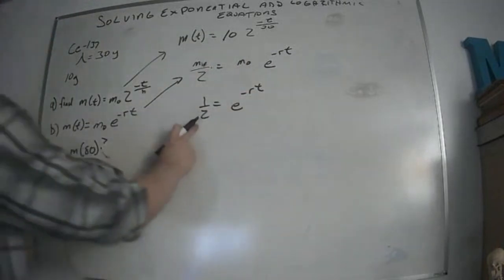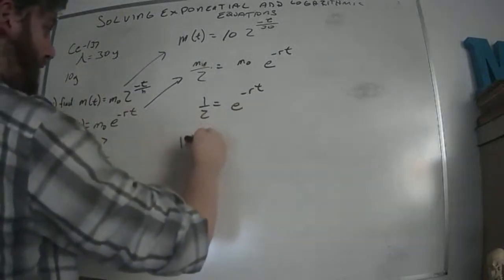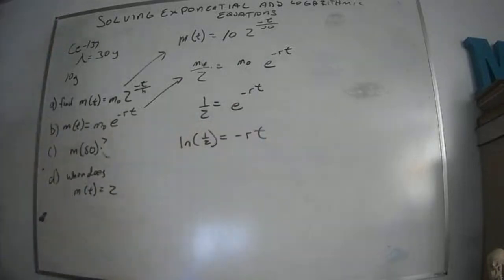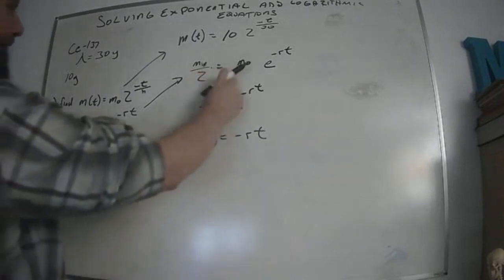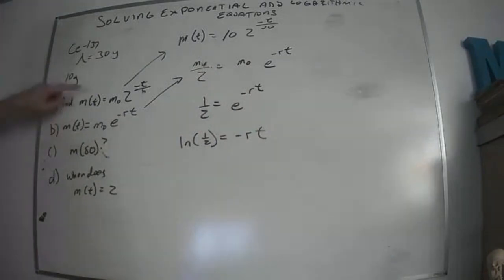Which means I need to take a natural logarithm, like I did in the last problem. So I need the natural logarithm of 1/2 equals minus rt. And now I need to solve for r. So what is t in this case, by the way? If I'm talking about the half-life, the half-life is said to be 30 years.